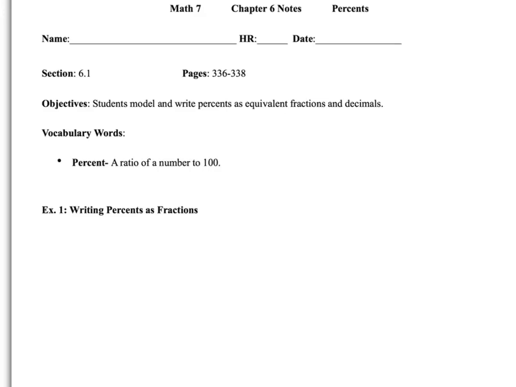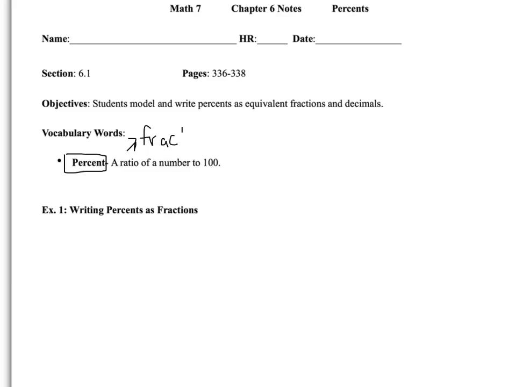We're going to begin Chapter 6, our chapter on percents, and Section 6.1 is asking us to model and write percents as equivalent fractions and decimals. In order to understand percents, we need to be able to define them. Percent is a ratio of a number to 100. And remember, ratio is just a fancy word for fraction.